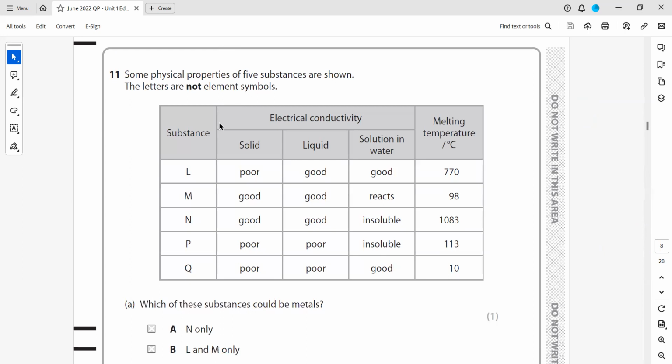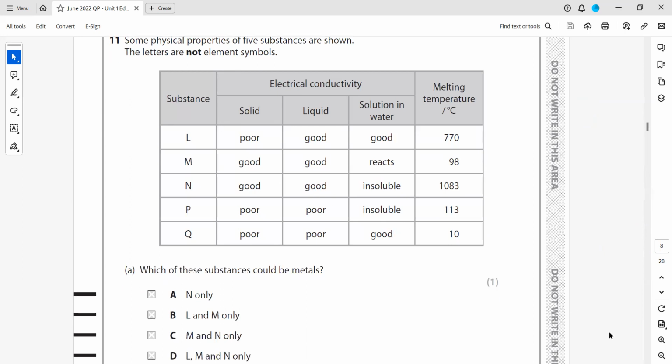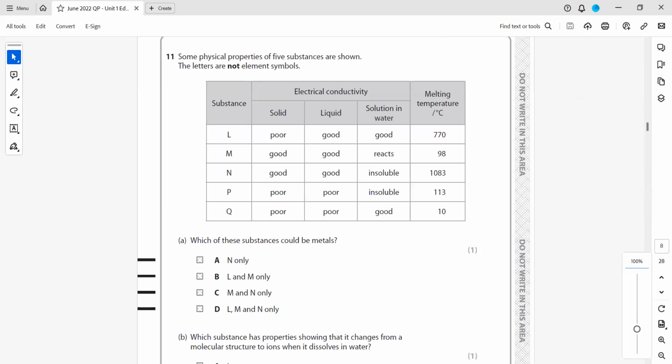Some physical properties of the 5 substances are listed. Which of these substances could be metal? If a substance is a metal, it should have a high melting point. So when we check the options, N is this: solid is good, liquid is good, solution in water insoluble. So N shows that it's a metal. L is poor in solid, so L cannot be. So any option with L is wrong.